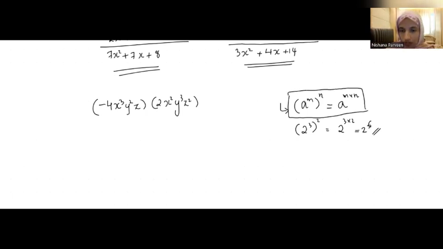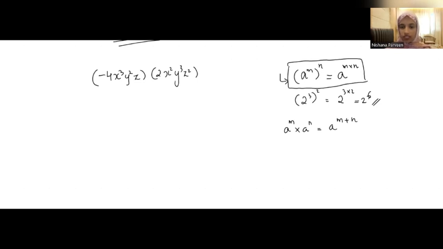At the same time, just look, a raised to m times a raised to n will give you a raised to m plus n. What does it mean? I'll give you an example. Just imagine you have to do 2 raised to 3 times 2 raised to 4. This is very similar to the above form, right? A raised to m times a raised to n.